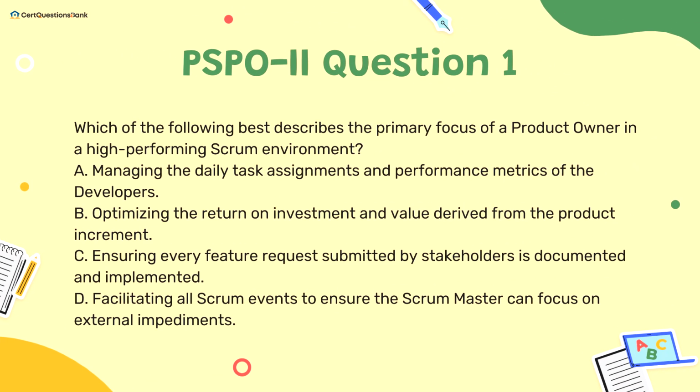Which of the following best describes the primary focus of a product owner in a high-performing Scrum environment? A. Managing the daily task assignments and performance metrics of the developers. B. Optimizing the return on investment and value derived from the product increment. C. Ensuring every feature request submitted by stakeholders is documented and implemented. D. Facilitating all Scrum events to ensure the Scrum Master can focus on external impediments.